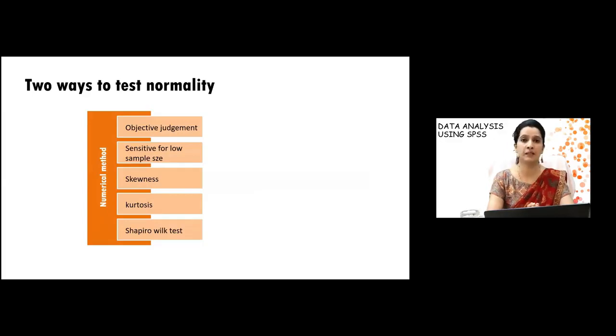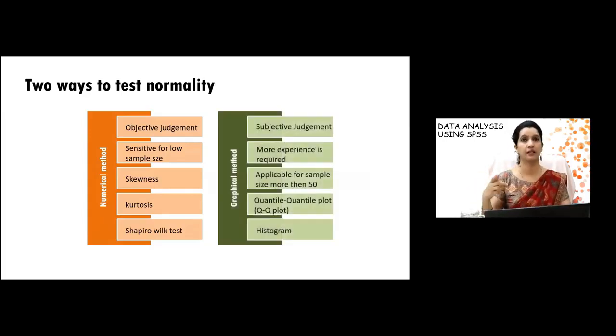The numerical method of normality testing is a bit objective because you have a value, so you can definitely tell whether this is normal or not normal, right? The other is the graphical method, which is more subjective in nature because you have to see the graph, interpret and analyze it. So you need a little bit more experience in analyzing the graphical method, but both have their own pros and cons. The numerical method is very sensitive for low sample size. It means if the sample is low, you should go for the numerical method of testing the normality.